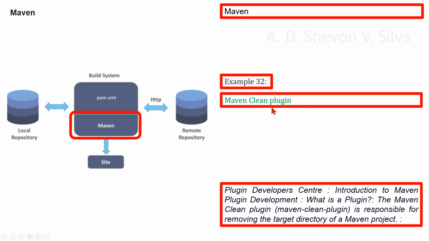One of the simplest plugins in Maven is the Clean plugin. The Maven Clean plugin is responsible for removing the target directory of a Maven project. When you run Maven clean, Maven executes the clean goal as defined in the Clean plugin, and the target directory is removed. The Clean plugin defines a parameter which can be used to customize plugin behavior. This parameter is called outputDirectory, and it defaults to ${project.build.directory}.